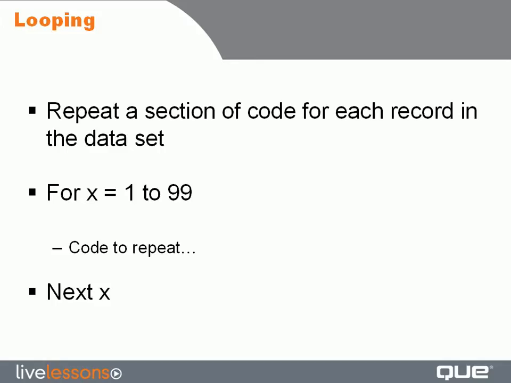Well, what's a loop? A loop allows you to repeat a section of code for each record in the dataset. The basic loop that we're going to start with is called a For Next loop. The For Next loop always starts with the keyword For, and it ends with the keyword Next, and then you typically have many lines of code that you want to repeat between those two lines of code. Very, very powerful concept. You'll be using it again and again and again. Let's get started.